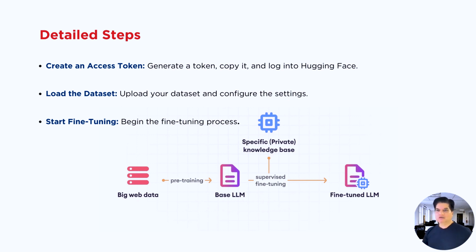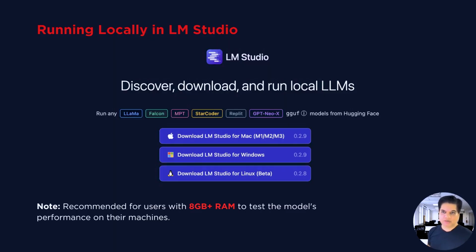Monitor the training loss as it indicates how closely the model's outputs match actual data responses. Be cautious with the number of epochs to avoid memory issues and diminishing returns. For faster performance, you can quantize the model and run it locally in LM Studio. This is especially recommended for users with 8 GB plus RAM to test the model's performance on their machines.